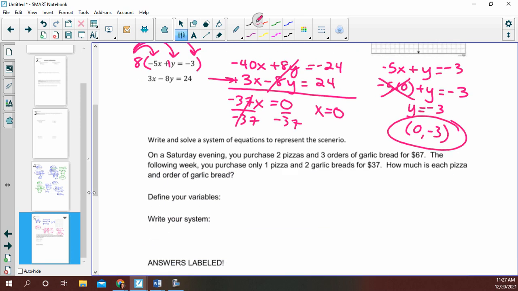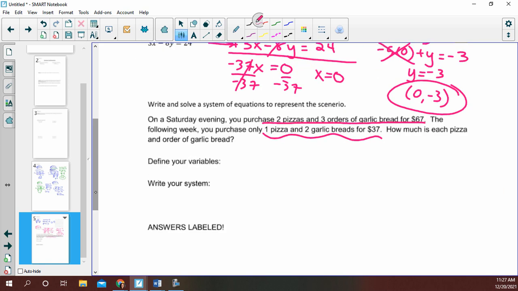All right, write and solve the system of equations to represent the scenario. So on Saturday evening, he purchased 2 pizzas and 3 orders of garlic breadsticks for $67. So that is your first event. Okay, the second event following that week, he purchased 1 pizza, 2 garlic breads for $37. Okay, on the original questions, I had my money with my money. I only have 2 things of money, so I can't actually do what I did on the previous story problems. I'm actually going to use their events as their equations.